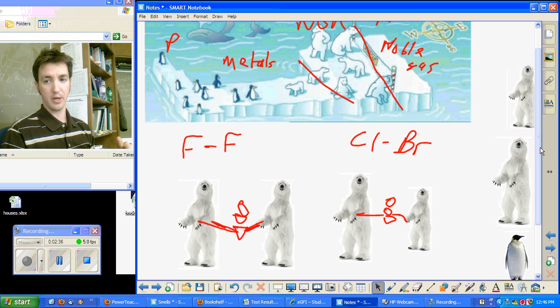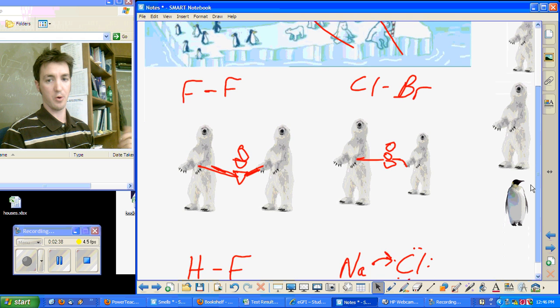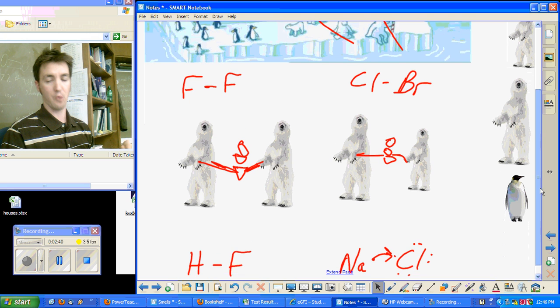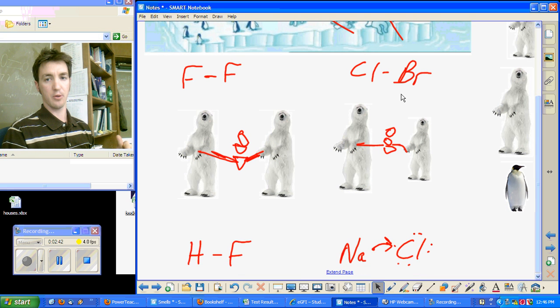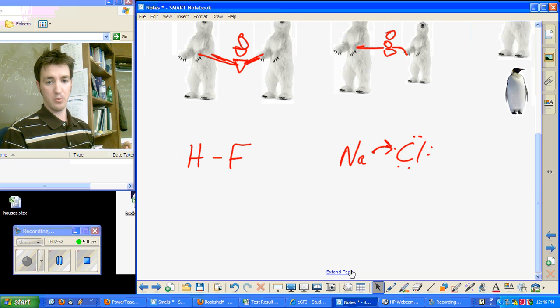Now the book had a lot of illustrations where one of these guys would overpower the other. So one of the things we'll look at is, how do you know whether or not it's pretty even, like with two F's, because they're going to be the same strength, or if this guy being bigger is going to overpower the little one. We have hydrogen and fluorine.